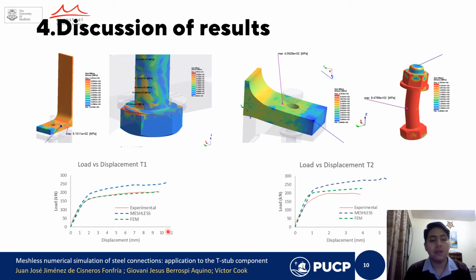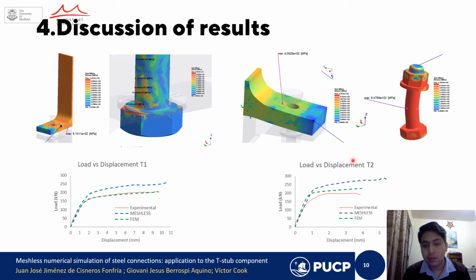You can see here the force-displacement curve for the T-stub T1. We could see that the FE model reached the experimental test with good accuracy, and the meshless method was not good enough in the plastic zone. But in the elastic zone, it could reproduce the stiffness with good accuracy.